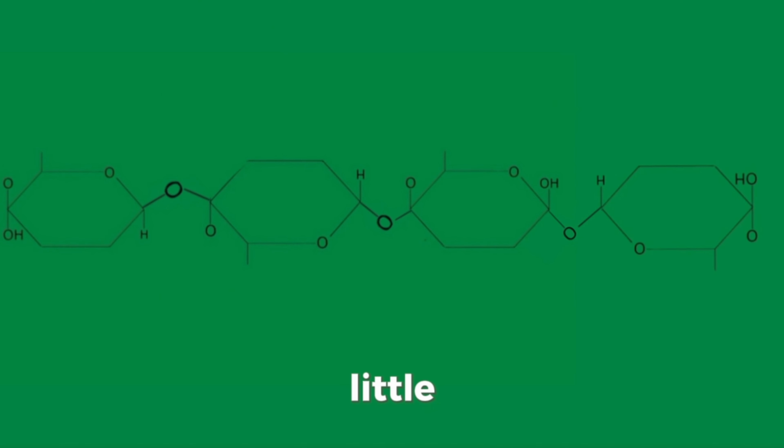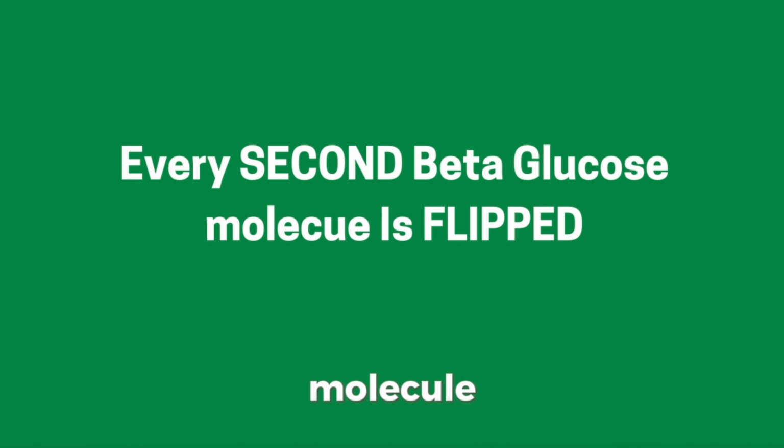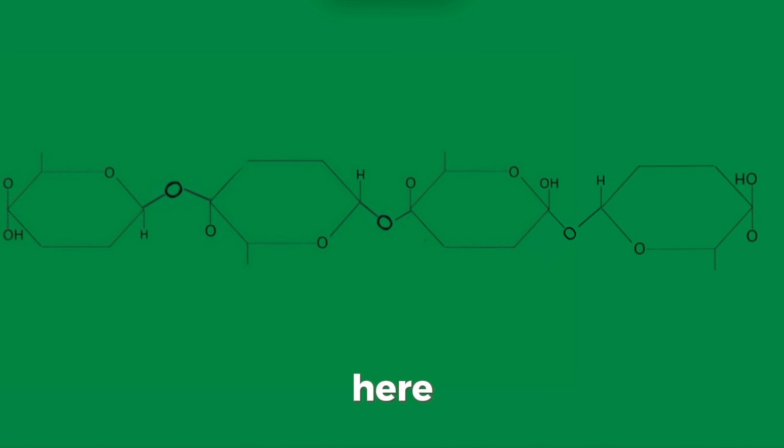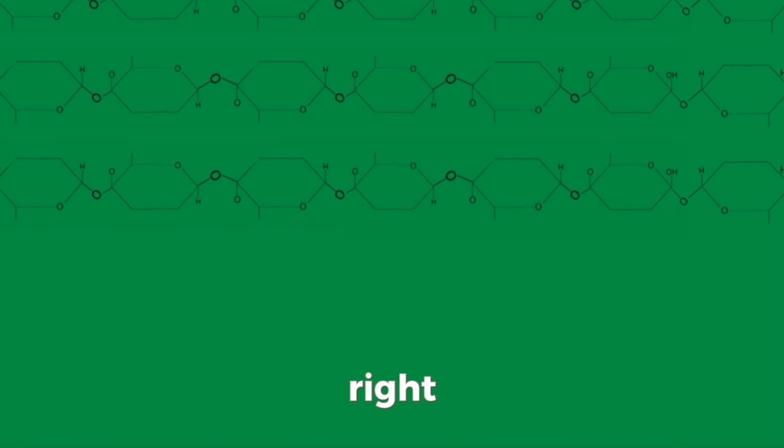You can see a pattern here. You need to learn this for your exam: when beta glucose molecules form a polysaccharide, every second molecule is flipped. You can see it here, the first molecule, the 6th carbon is pointing upwards. The second one, the 6th carbon is pointing downwards. Third one, upwards. The fourth one, downwards. And so they can keep reacting and adding on and on to form layers and layers, and they form their polysaccharide.